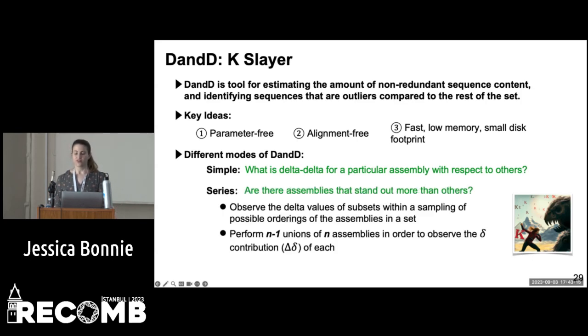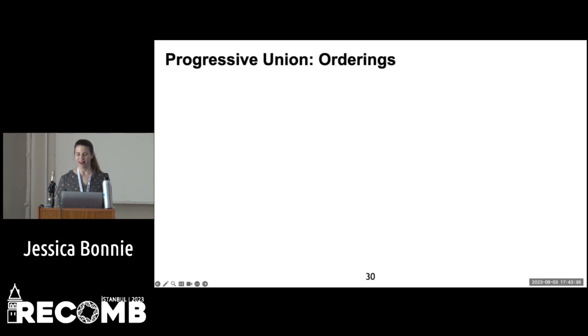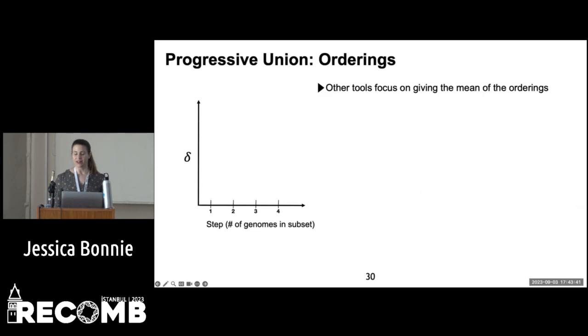The second mode progressively unions different orderings of a collection in order to identify the function that describes the speed of collection growth. It can also identify assemblies whose contributions consistently deviate from the norm within the set. DandD is special because it can use the variations of different orderings to analyze the behavior of specific genomes relative to others. Many other tools focus on finding the mean to generally describe the shape of the curve.